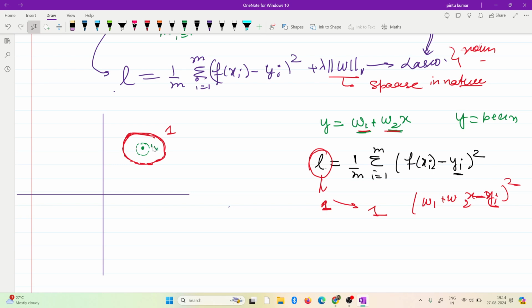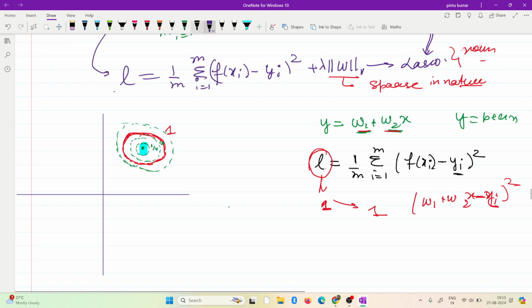Let's say this is 1 by 4, and this is half. You will keep moving out and keep getting concentric circles like this. Let's say somebody has not used regularization and he has something that can minimize the loss for you. He would be able to reach this minimum point.